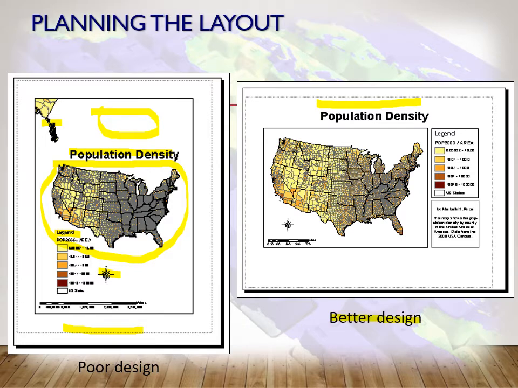A better design is the one on the right, where it puts the entire United States in a much better place. You have the legend and the author and the citation, the north arrow, the scale bar, they're not too large. You have the density, or I should say the title above it. It's still not ideal. I would make this a little bit bigger, but it's a better design.